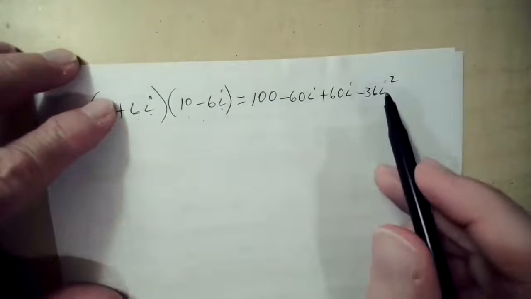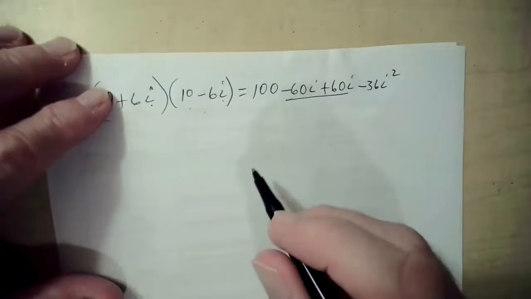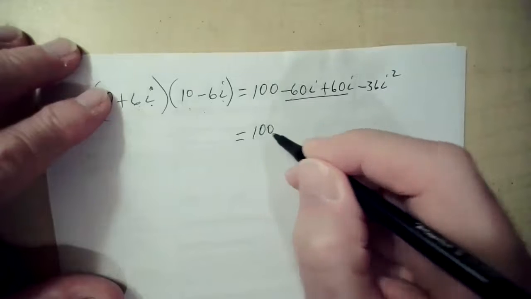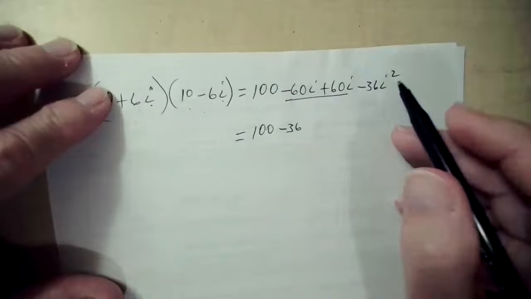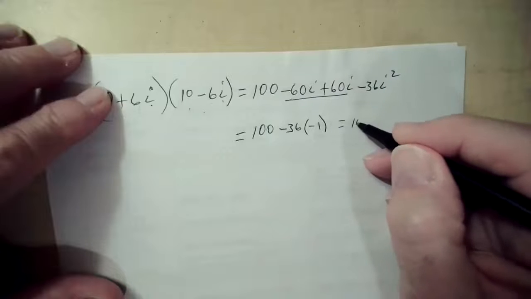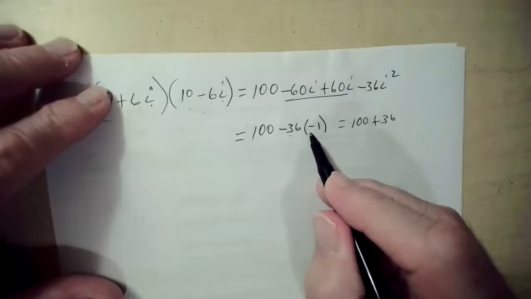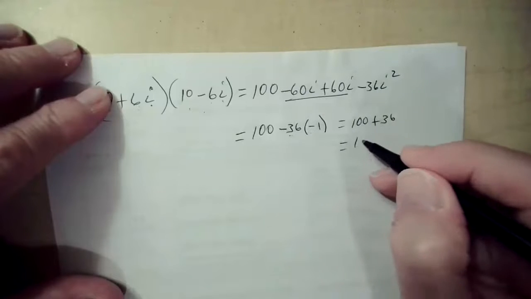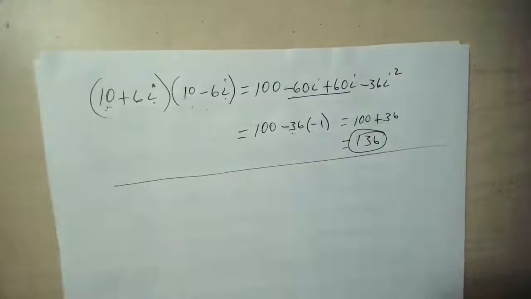And 6i times negative 6i is a negative 36i squared. Middle two terms are opposites, they cancel each other out. So this equals 100 minus 36i squared. And remember, i squared is negative 1. So this is going to equal 100 plus 36. Negative times a negative is a positive. So our answer here is 136. Right? Right.